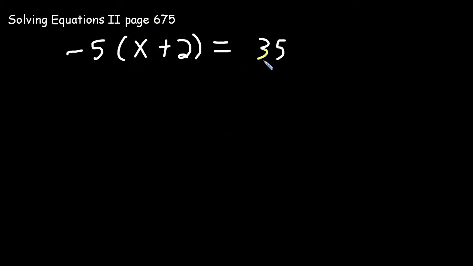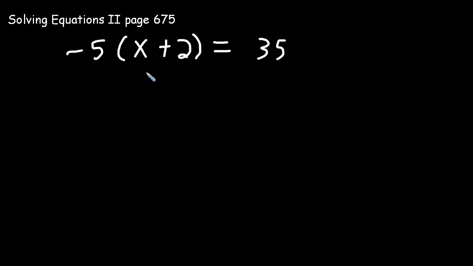This is a problem you find on that page. Negative 5 times quantity x plus 2 equals 35. We want to solve this equation for x. We want to rearrange this till we have x by itself and a number on the other side. Okay, so how do we do that?